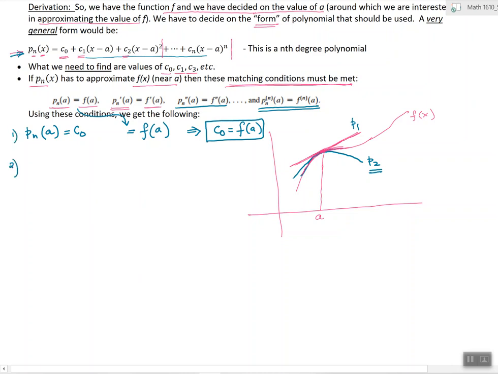Let's go to the second one. So this is my second. So what's the derivative of this polynomial?